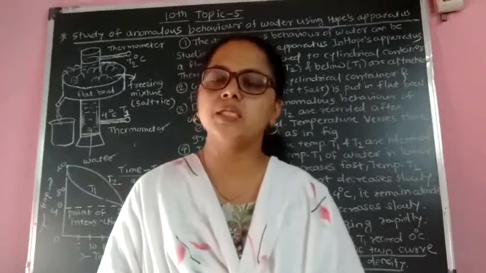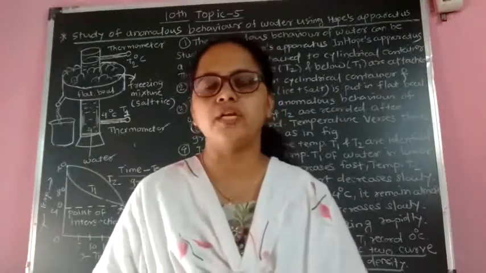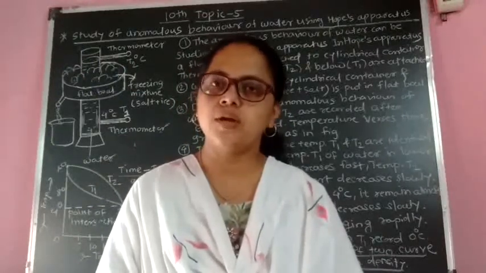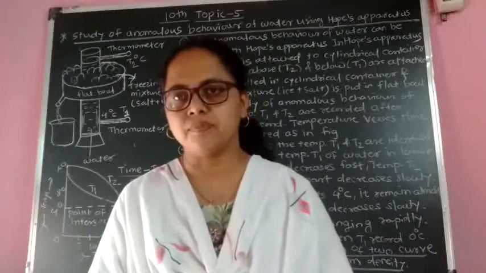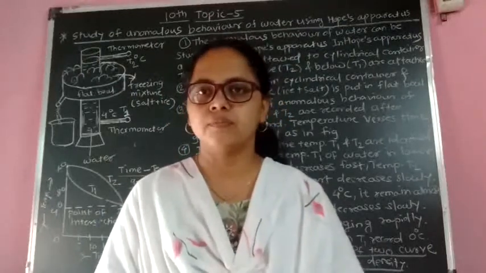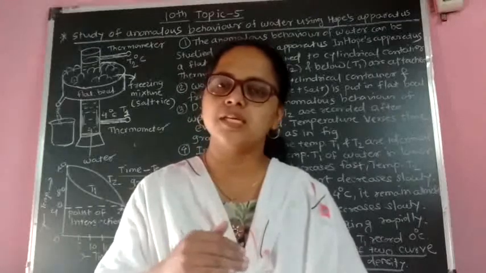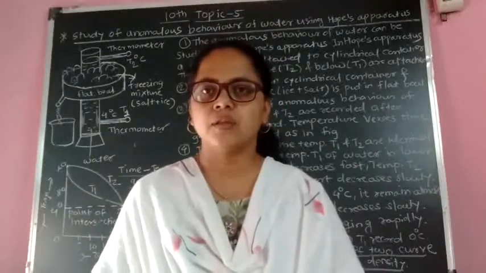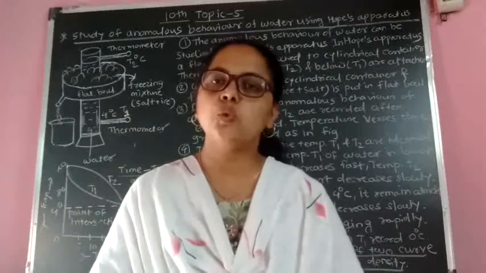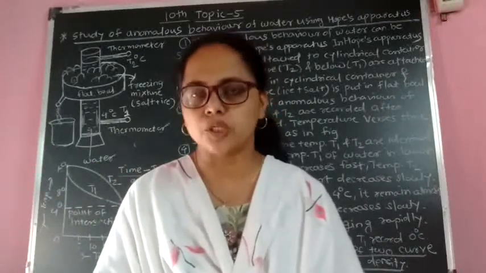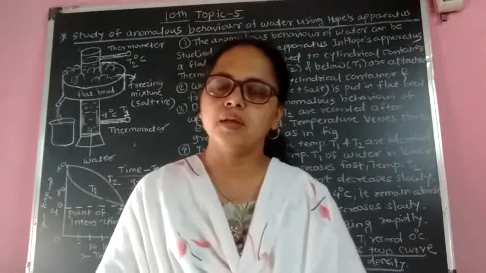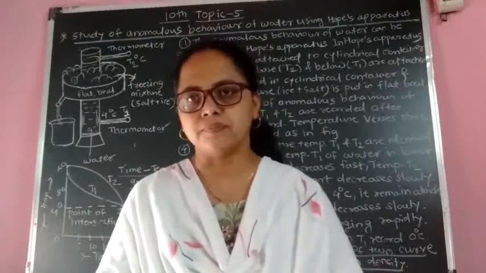So in the temperature range between 0 degrees and 4 degrees Celsius, the volume of water becomes minimum, so its density becomes maximum. Always remember, volume is inversely proportional to density. That is, when volume increases, density decreases. When volume decreases, density increases. So these two quantities are inversely proportional. So at 4 degrees Celsius, when the volume of water is minimum, its density is maximum.